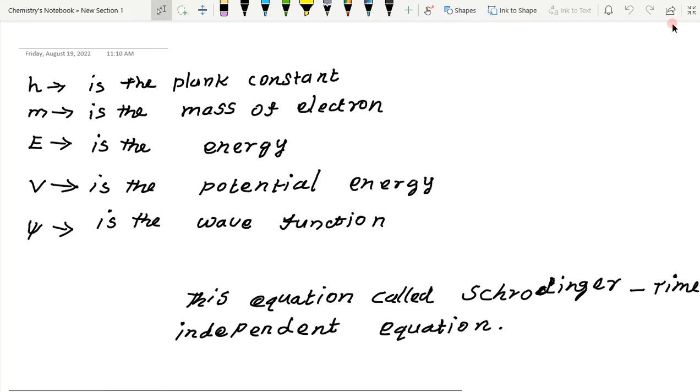Here h is the Planck constant, m is the mass of the electron, E is the energy, V is the potential energy, and psi is the wave function. This equation is called the Schrodinger time independent equation.